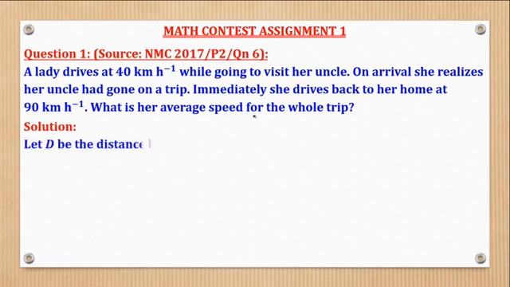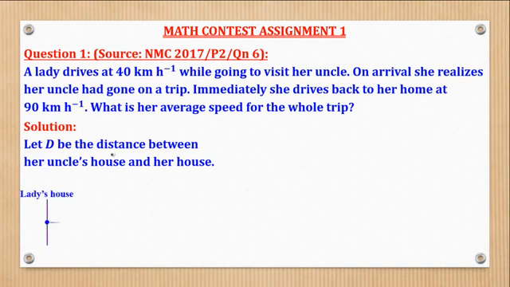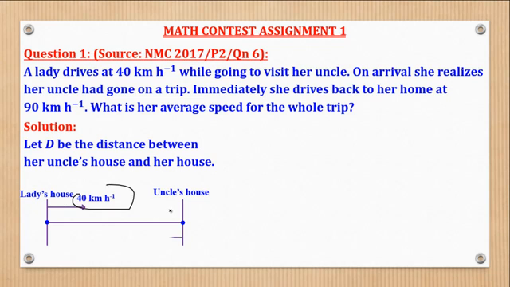So first, let's make a little sketch. Let D be the distance between her uncle's house and her house. If we are to sketch it, we don't need a lot of fine art. We are just going to use lines to say that this is the lady's home and this denotes the uncle's house. So she first goes towards the uncle's house. The speed is 40 kilometers per hour. Then from her uncle's house towards her home, the speed is 90 kilometers per hour. But the distance between the two houses is the same, so let's call it D.